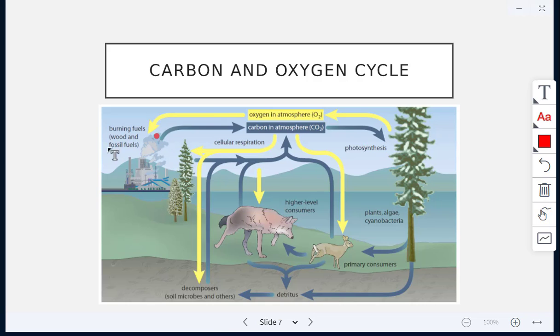But notice here, there's also an excess of carbon dioxide coming from the burning of fossil fuels. And then we release carbon dioxide into the atmosphere when, for example, we exhale. So that's what's showing here. And carbon is also released into the soil, for example, and it is used by decomposers.